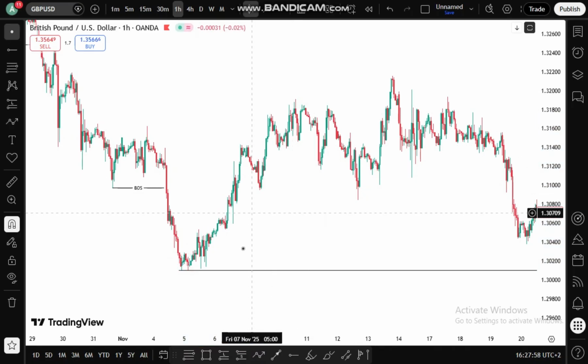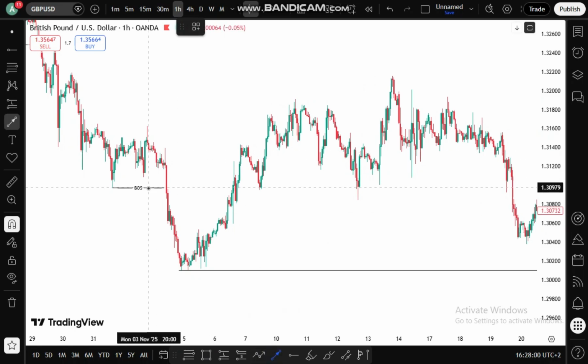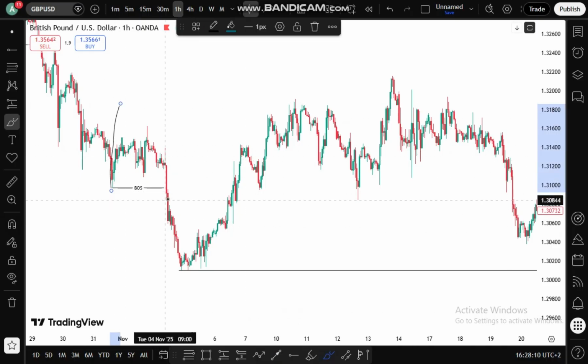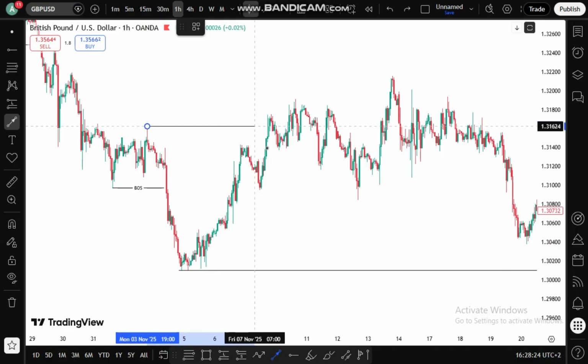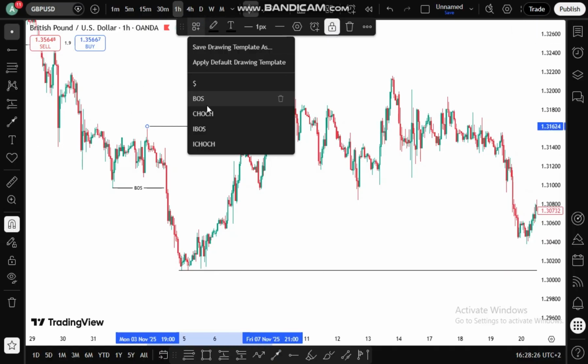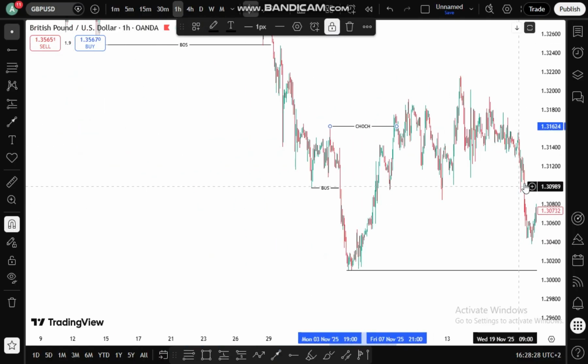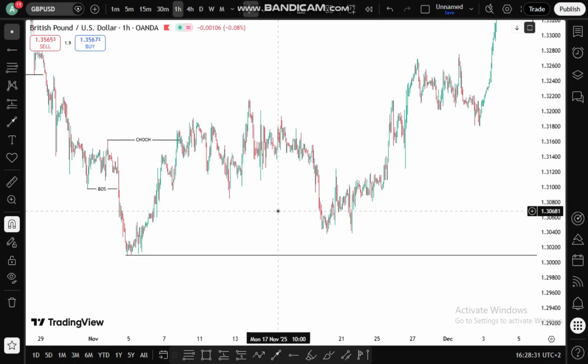Let me spot it. To spot a change of character in a real chart, you see this lower low, you go up like this and mark this area. The highest area there is your point whereby it's going to be a change of character. So in this case, it is this one. Change of character spotted.